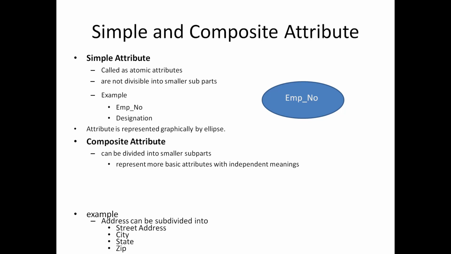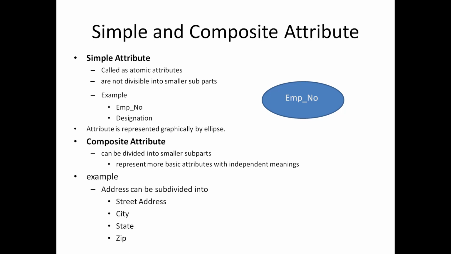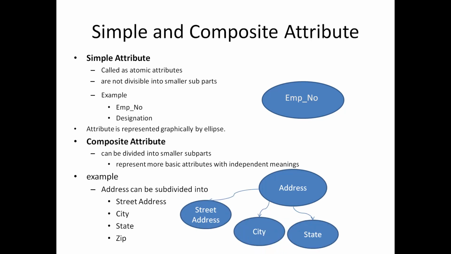So for example, let's say you have an address of a person, right? This address could have a part called street address, city, state, and zip. So that actually becomes a composite attribute, because I can distribute the address into multiple subparts: street address, city, state, and zip. So that's the simple and the composite attribute.